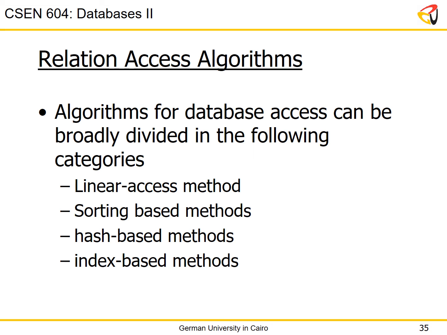Okay? Obviously, the first one you're already doing in the project, it does not require much explanation. Linear access means from the first row to the last row, row by row, O(n) processing. The new part here is really sorting-based methods. You haven't seen anything like this before here. And the last two should be very familiar to you. They are hash-based and index-based techniques.